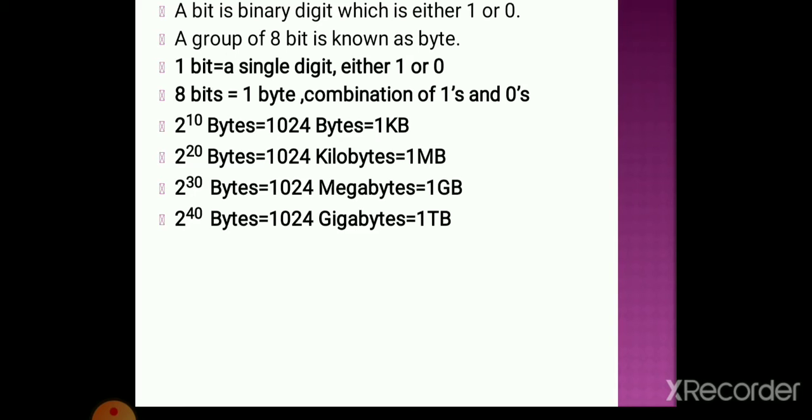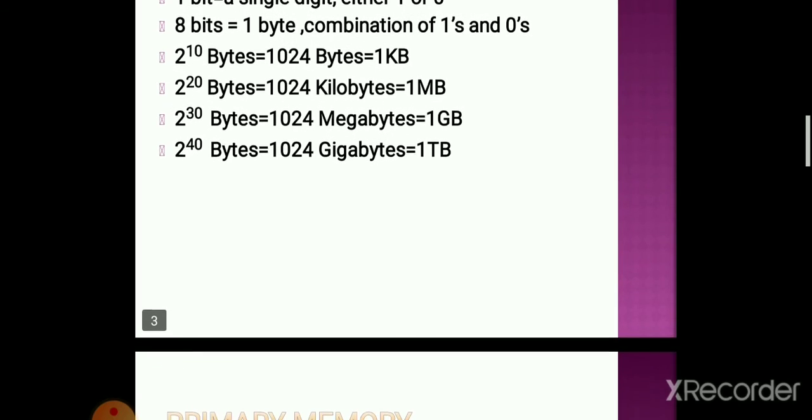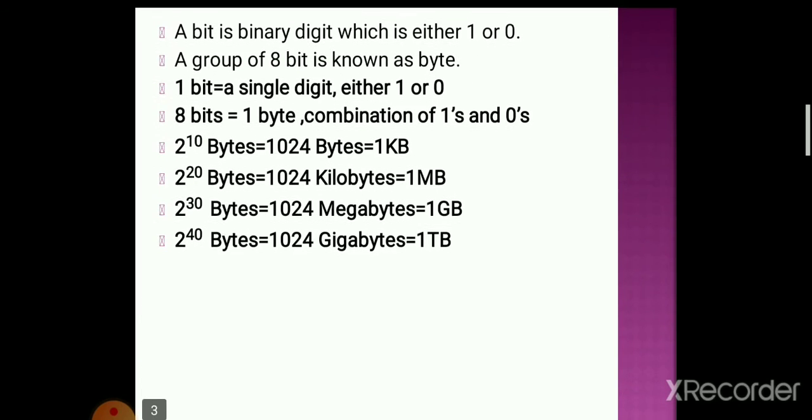Now 2 raised to 20 bytes is equal to 1024 kilobytes, which makes 1 MB. Do you know the full form of MB? MB means megabytes. Now 2 raised to 30 bytes is equal to 1024 megabytes, which is equal to 1 GB. GB means gigabyte.